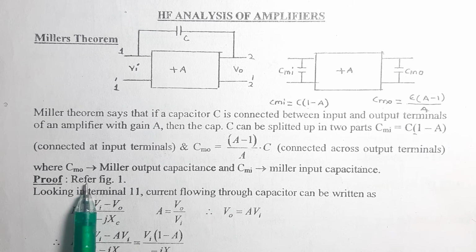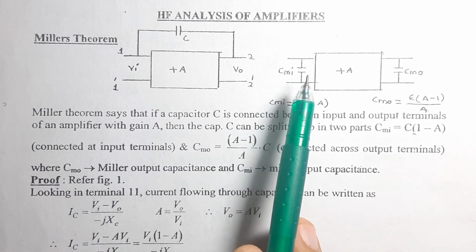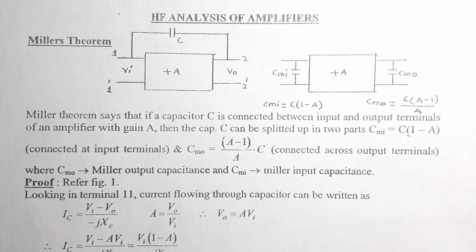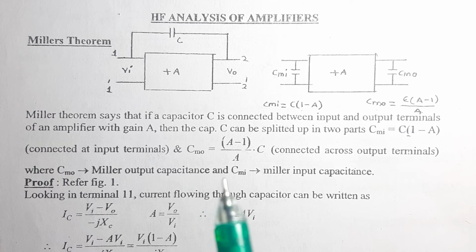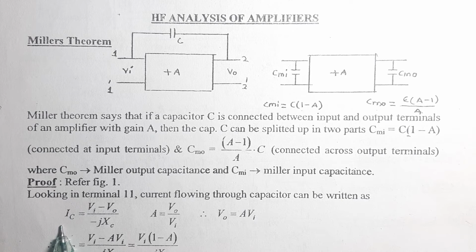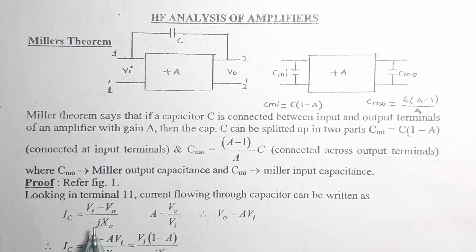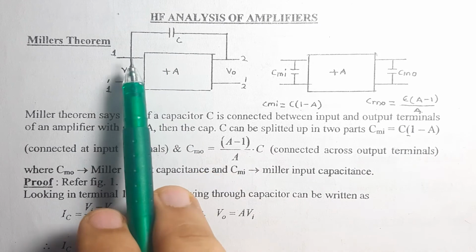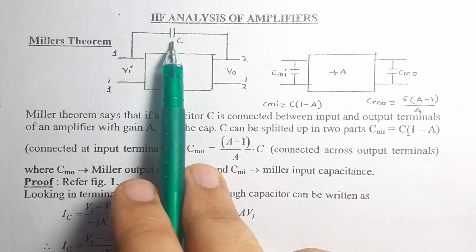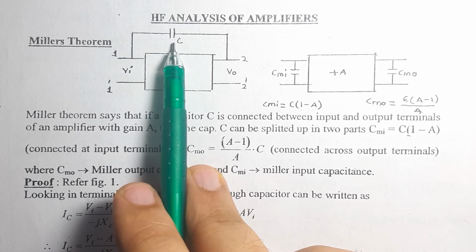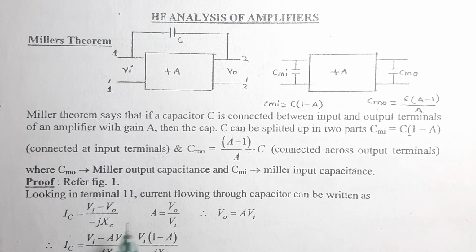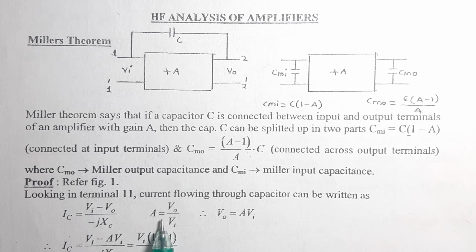Now looking at figure 1, if you look very carefully, your IC is the current given by (VI minus VO) upon (minus jXC). If you look over here, the current that is going from here, it can simply be said to be VI minus VO upon the reactance term of the capacitance, which is given by minus j into XC. Now your A is given as VO by VI.